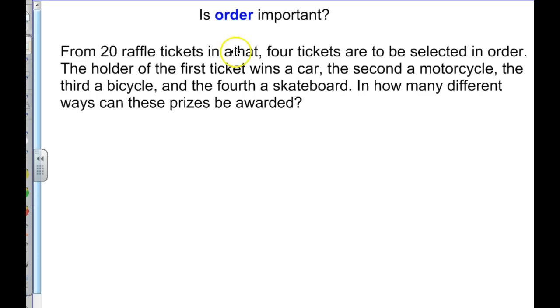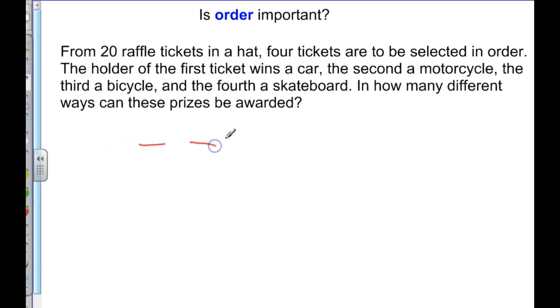For 20 raffle tickets in a hat, 4 tickets are to be selected in order. The holder of the first ticket wins a car, the second a motorcycle, the third a bicycle, and the fourth a skateboard. How many different ways can these prizes be awarded? Is order important? Order is important. So if order is important, you can do this problem 2 different ways, the slot method or using a permutation like nPr. So let's try it the slot method way.